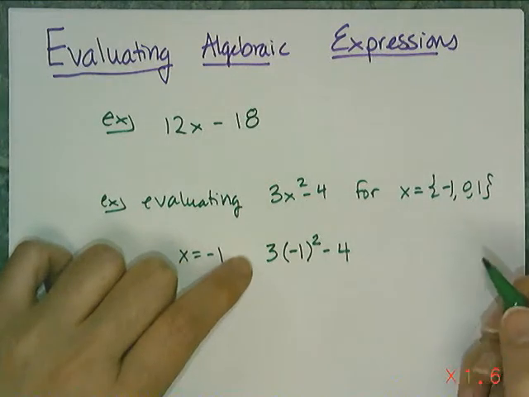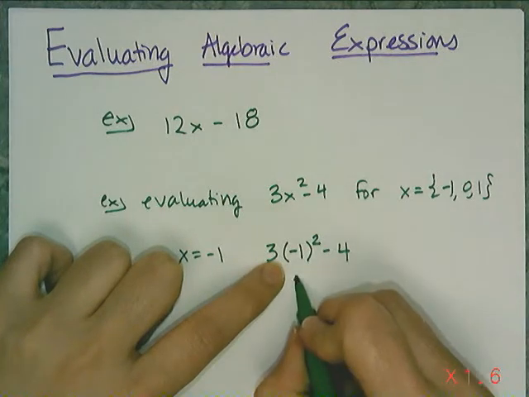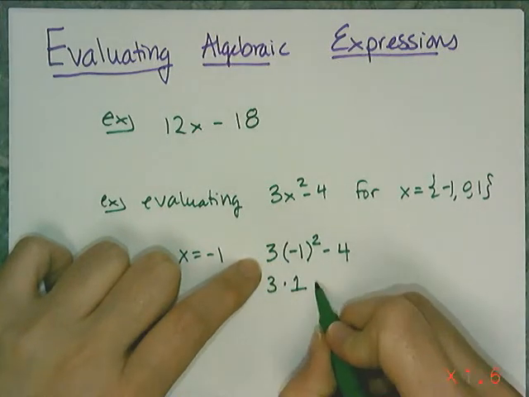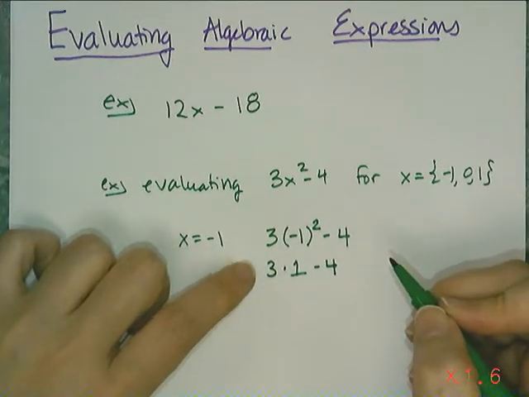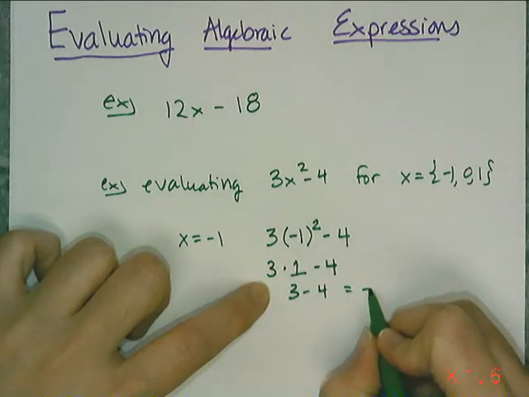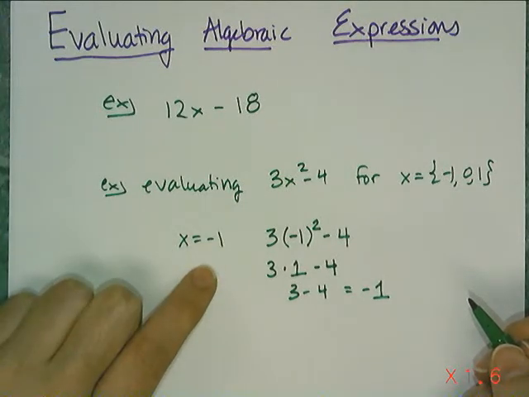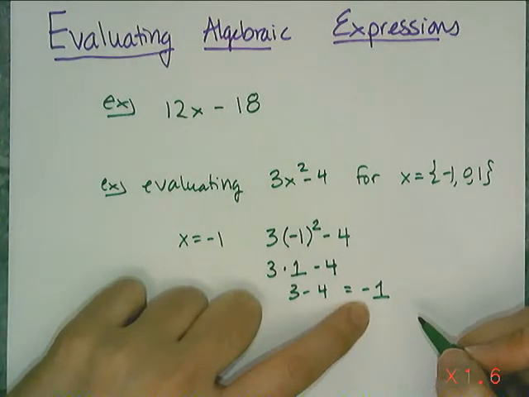Now this becomes an order of operations problem, so I have to take -1 and square it. And I get a +1, multiply it by 3, subtract 4, following the order of operations. 3 times 1 is 3, minus 4 gives me -1. So this expression's value at -1 happens to be -1.